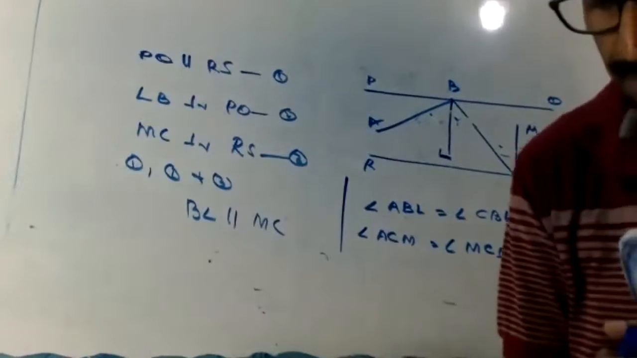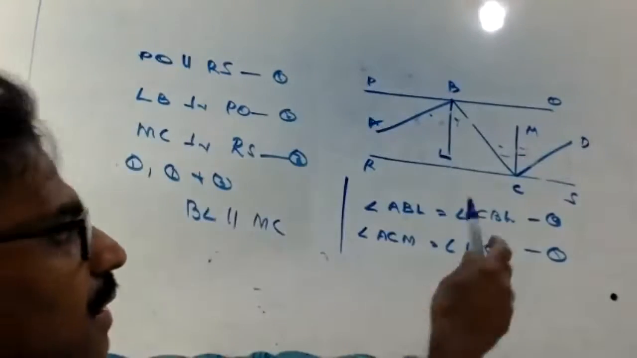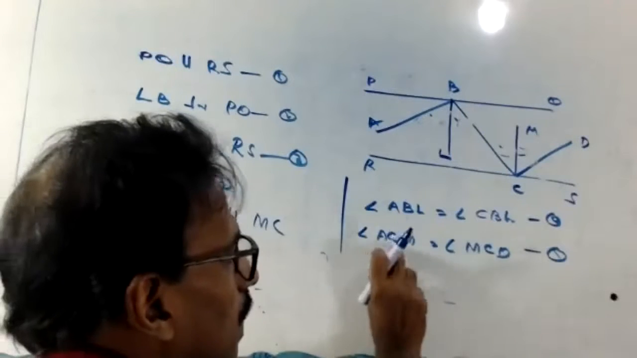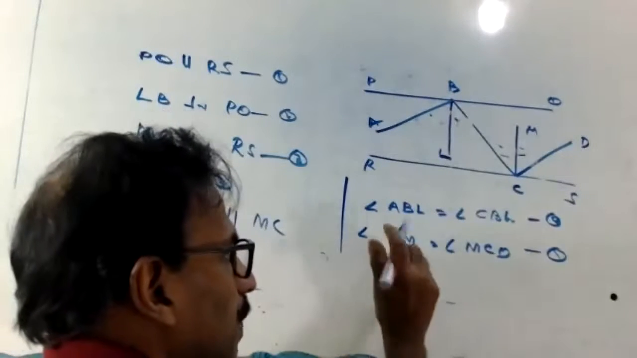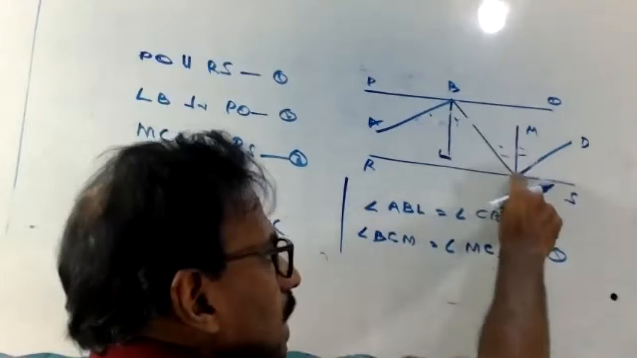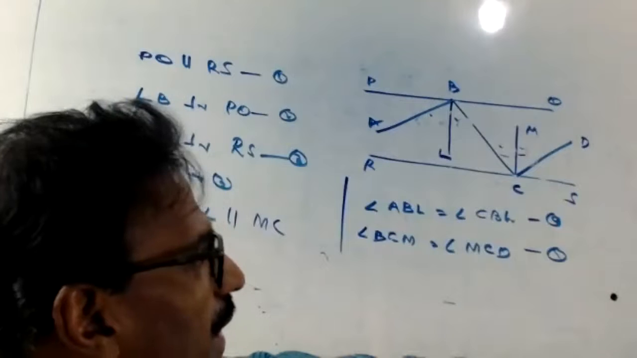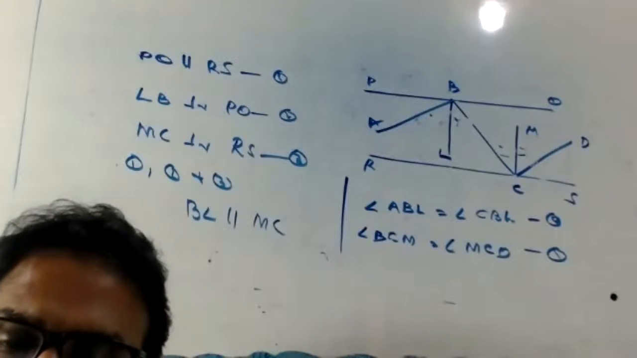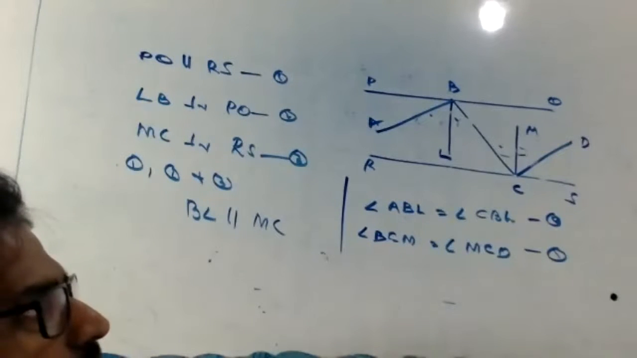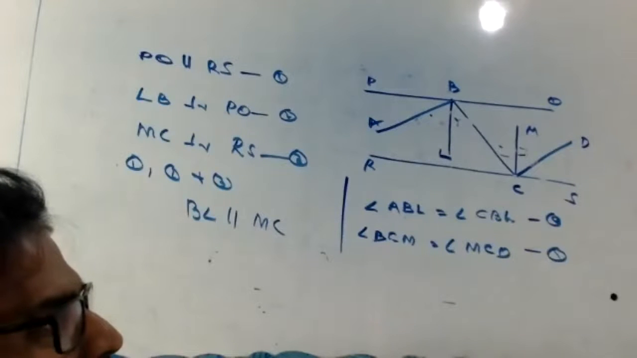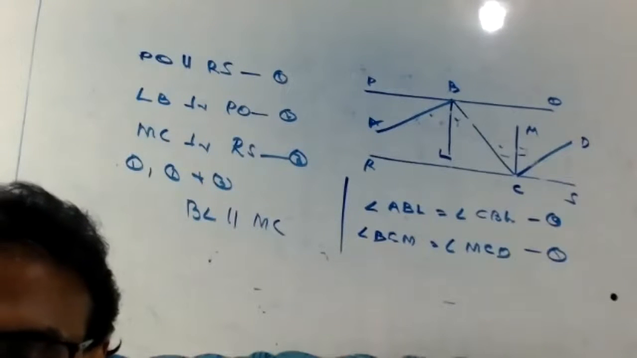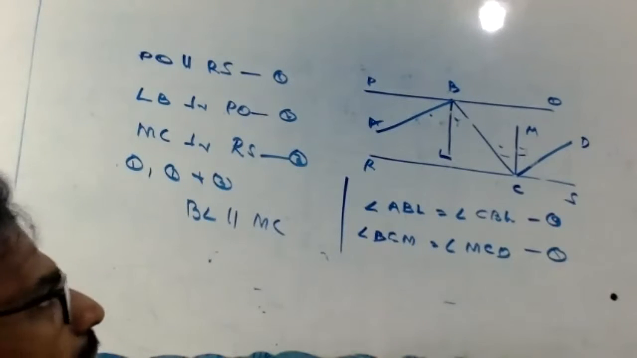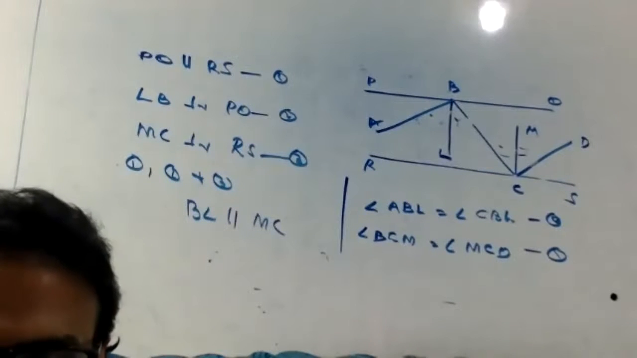Then next, angle VCM, not ACM, VCM equal to angle MCD. Again, angle of incidence equal to angle of reflection. Okay, write that one. Angle ABL equal to angle CBL, number 4 in brackets. Angle of incidence equal to angle of reflection.